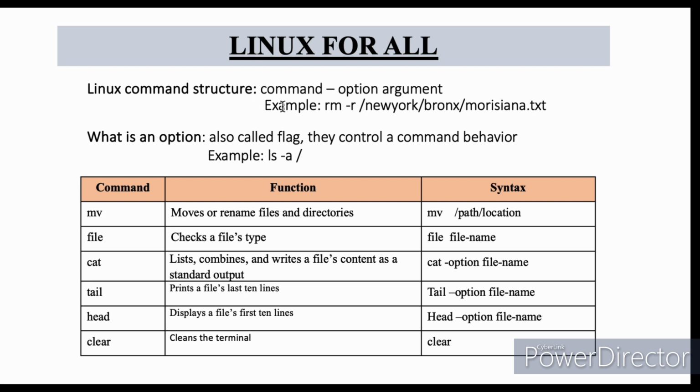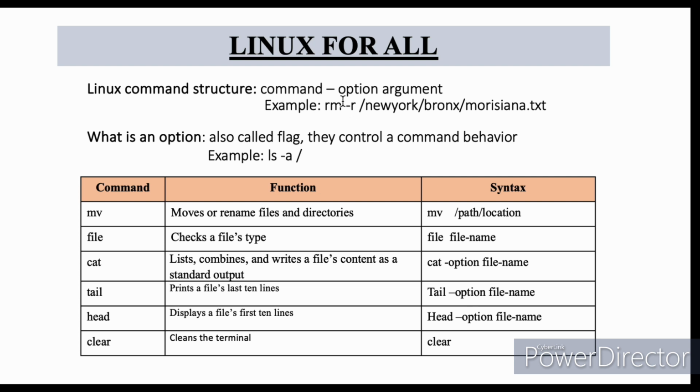A Linux command has two parts. Let's say 3 parts. It is the command, the option, and the argument. This option, as you know, is optional. You can put it or not, but sometimes it is very important. So you write the command, you give an option, and you give the argument. So what is an option? An option is also called a flag. It controls a command's behavior, right? It gives an orientation to the command.